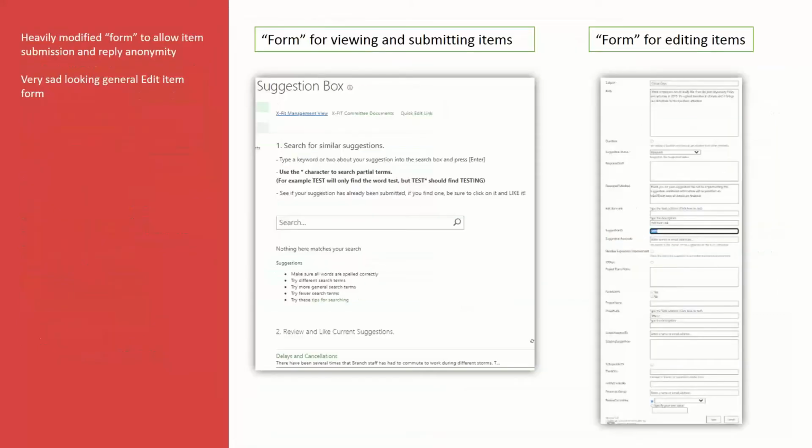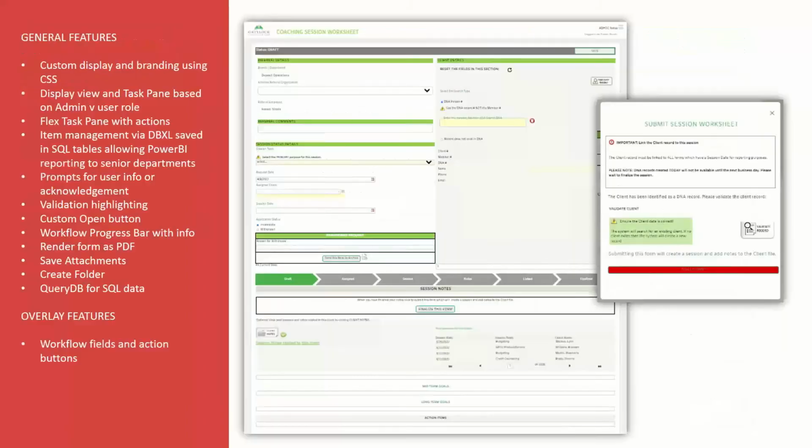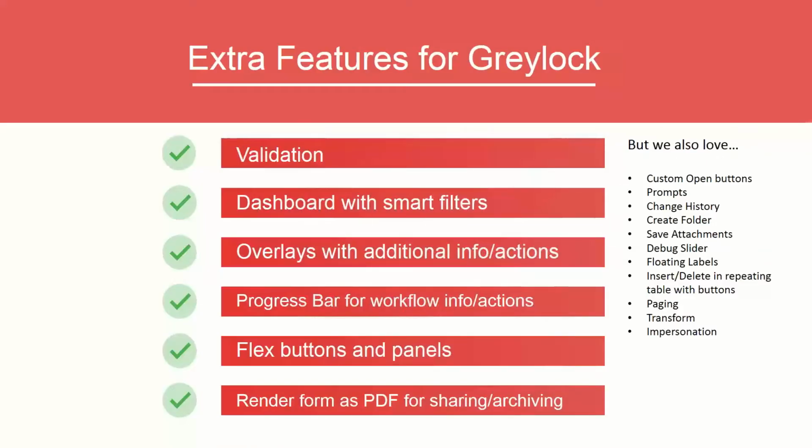Oh, the stuff there. Yeah. Validation we do in every form, so we use that command when we have a form that has a required field. Dashboard with smart filters has been very useful, especially because we do a lot of reporting. We do overlays often, as you can see. We like to use overlays for information, so we don't clutter up the form, especially with information that people are used to seeing. They can click a little button and it'll pop up with additional information, or we use it for actions.